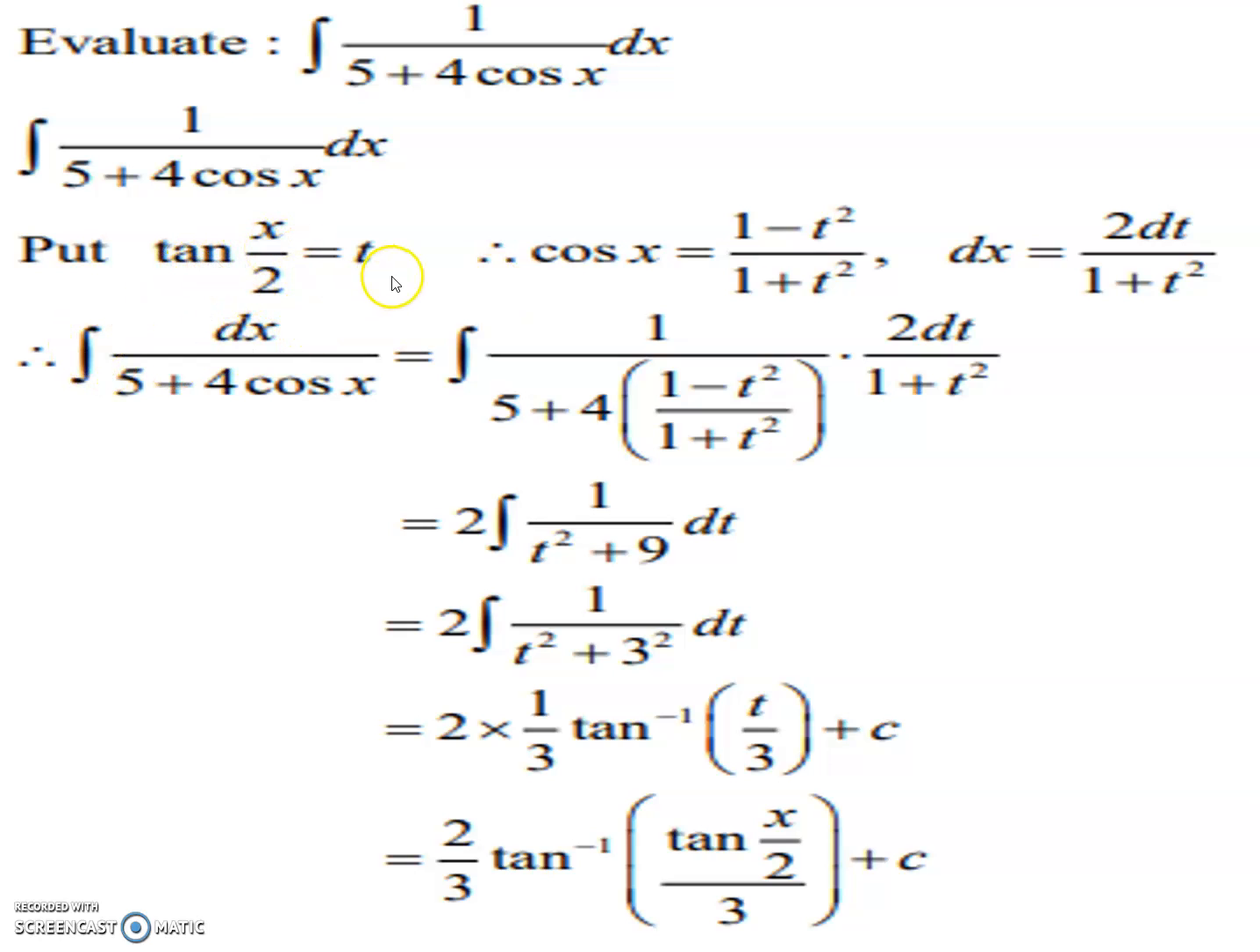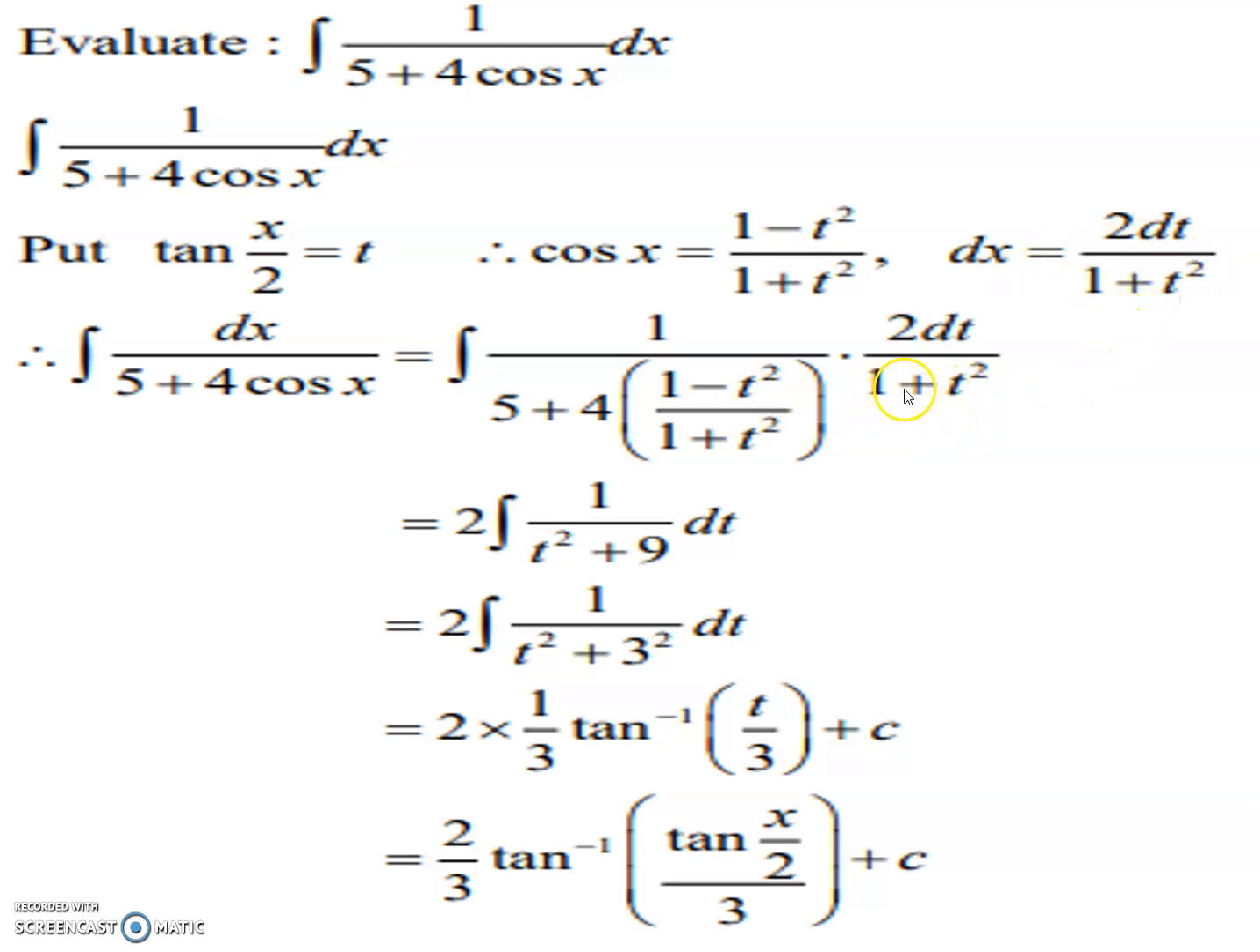Tan x by 2 is equal to t. cos x is equal to 1 minus t square upon 1 plus t square, dx is equal to 2 dt upon 1 plus t square, always. So, integration dx upon 5 plus 4 cos x. We have the 5 remain the same, 4 remain the same. What is cos x? Yes, 1 minus t square upon 1 plus t square. Dx is equal to 2 dt upon 1 plus t square.